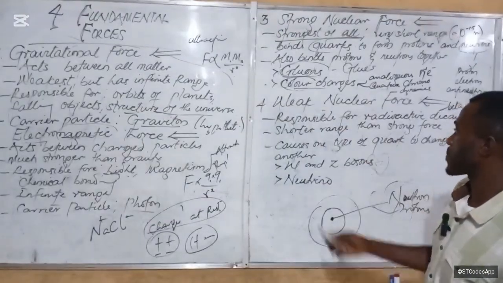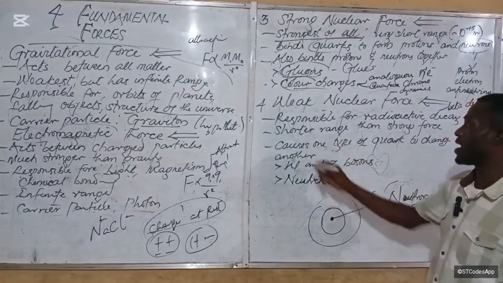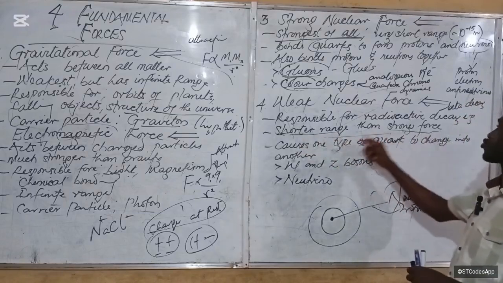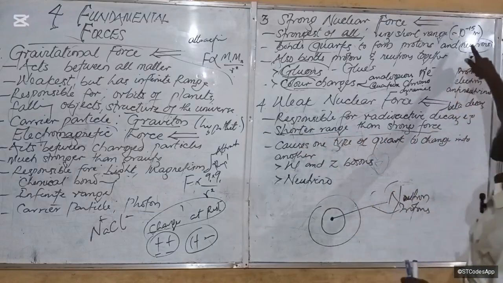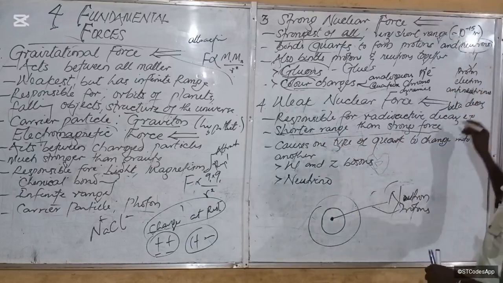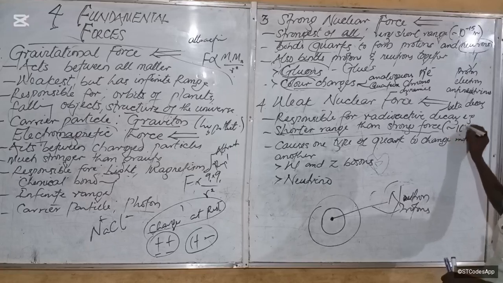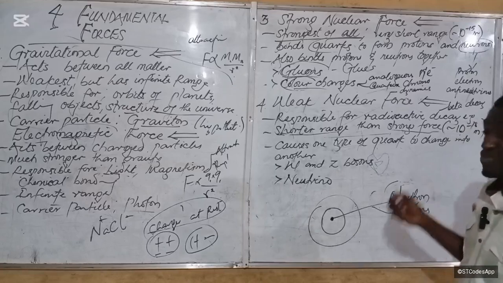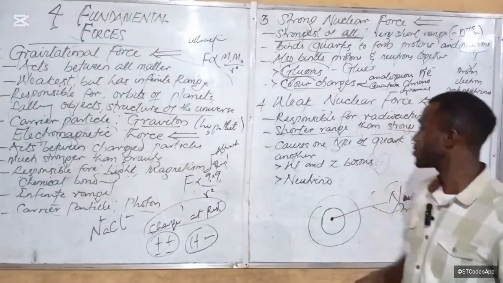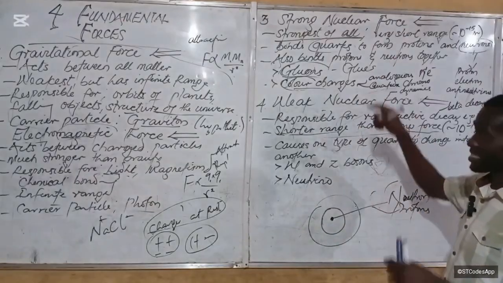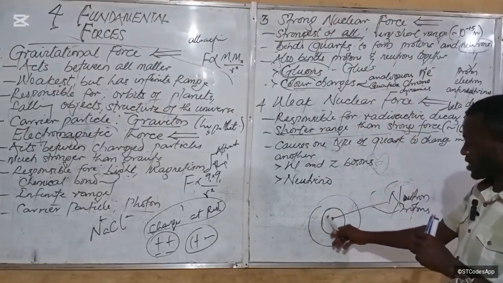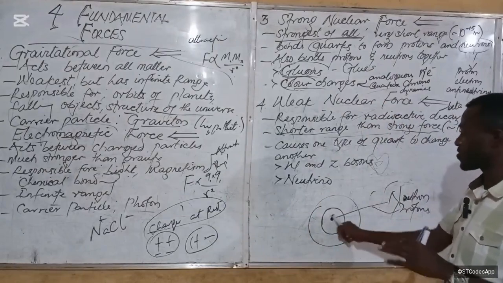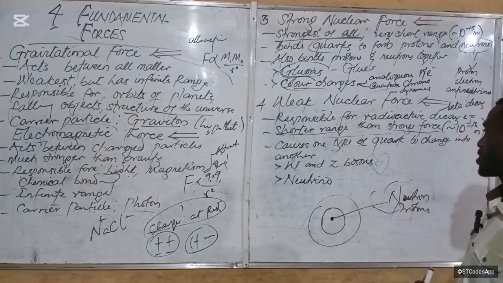Then it also acts at a short range, shorter even than the strong force. The strong force, we said, is approximately 10 raised to power minus 15 meters. This one is approximately 10 raised to power minus 18 meters. Is that clear? You see that's very small. These two act at a very small scale. That's why we said they are only concerned with the stability of the nucleus.